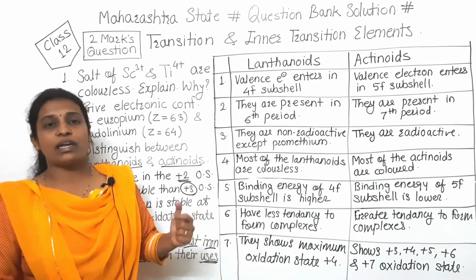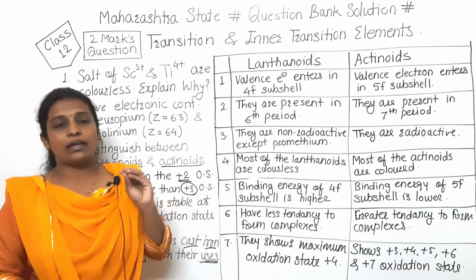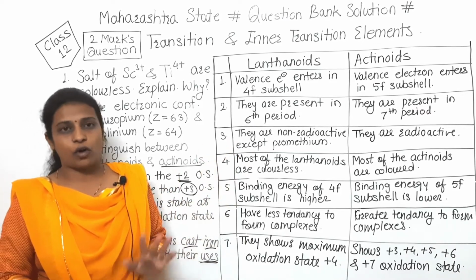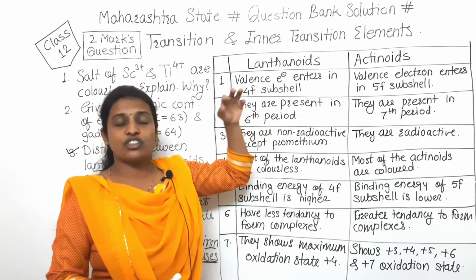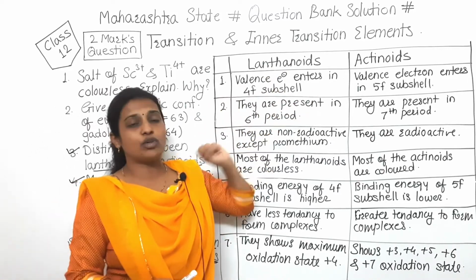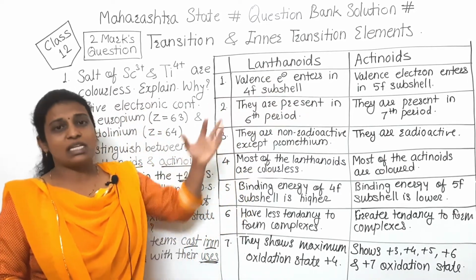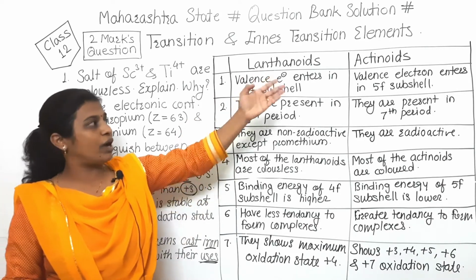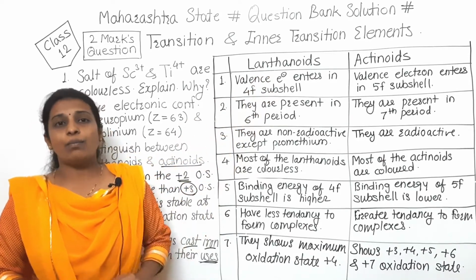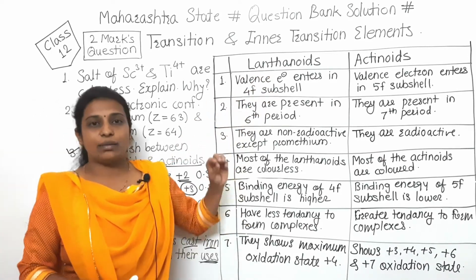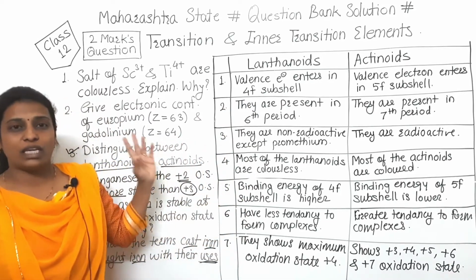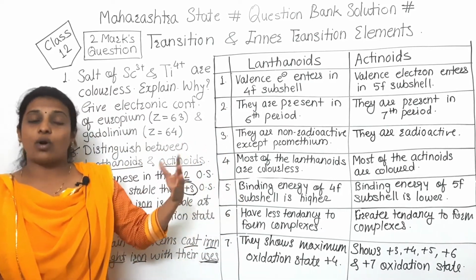Another point we can add is related to the lanthanoid contraction and actinoid contraction. Lanthanoid contraction is less as compared to actinoid contraction, means lanthanoid contraction is less while actinoid contraction is more. So these are the points which we have to write for 2 or 3 marks based on the question.